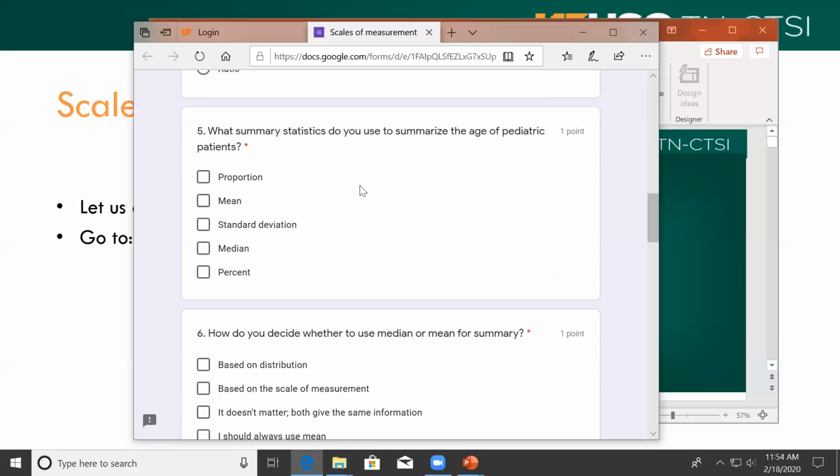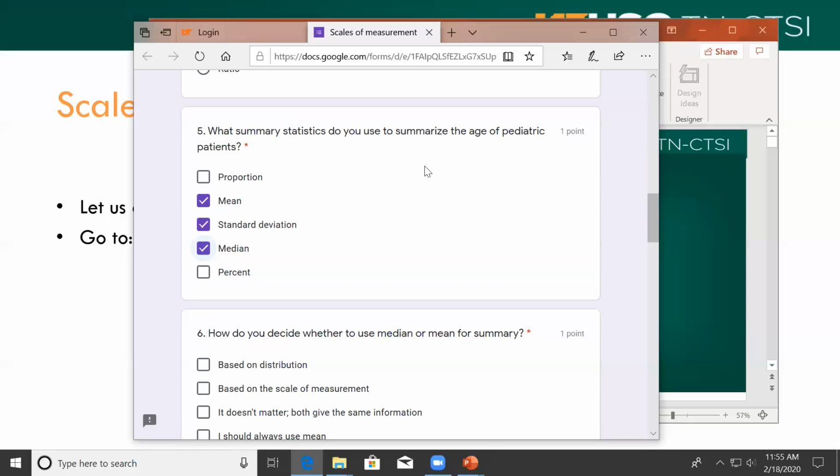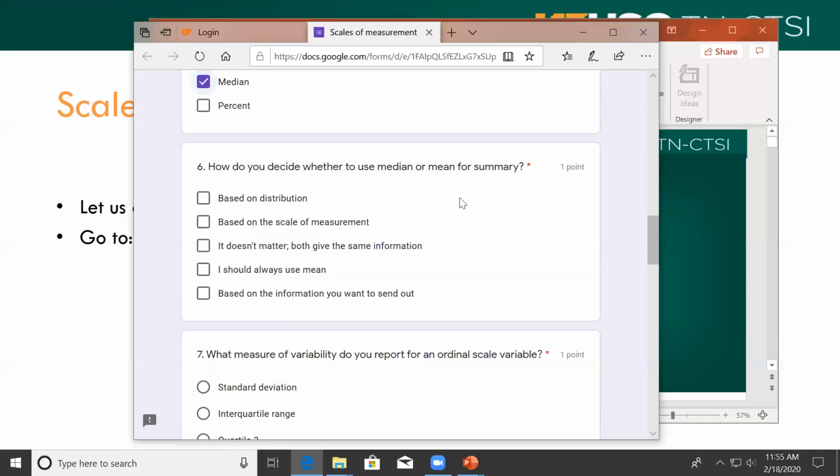What summary structure do you use? Summary for age, which can be numerical: mean is okay, standard deviation is okay, median is also okay. Unless the variable is converted into another form, we don't use proportion or percent. Whether you report median or mean doesn't depend only on distribution or scale of measurement. You should always use it based on the information you want to send out.